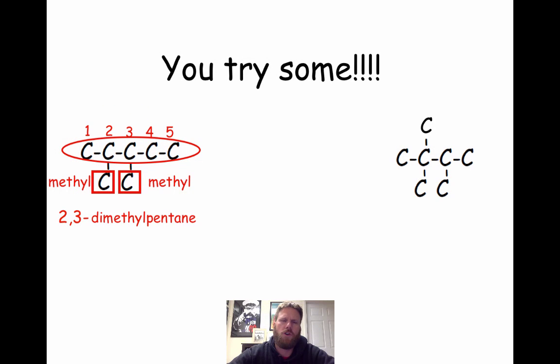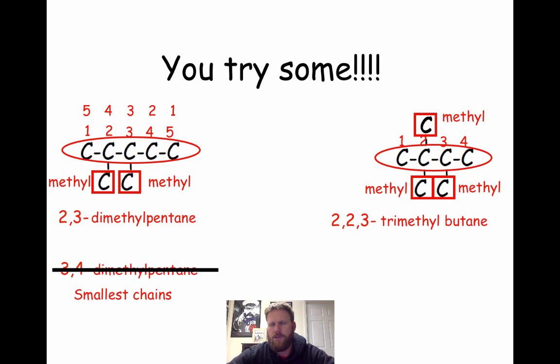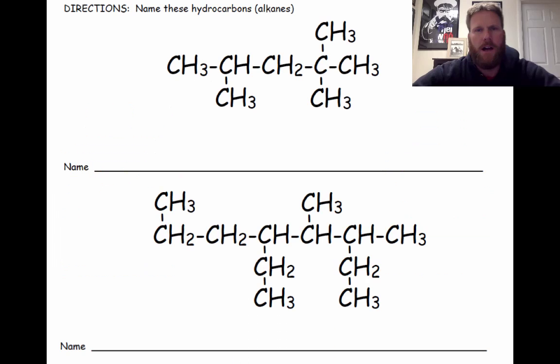How'd you do on that one? If you chose to number right to left, you would end up getting 3,4-dimethylpentane instead of 2,3. Well, we want the smallest numbers, so that one is out. Here's this one. If you chose to number from right to left, you would get 2,3,3-trimethylbutane. Well, left to right gives you smaller numbers. 2,2,3 is smaller than 2,3,3. Make sure you find the longest hydrocarbon chain and then number so you get the smallest numbers on your side chains, your branches.